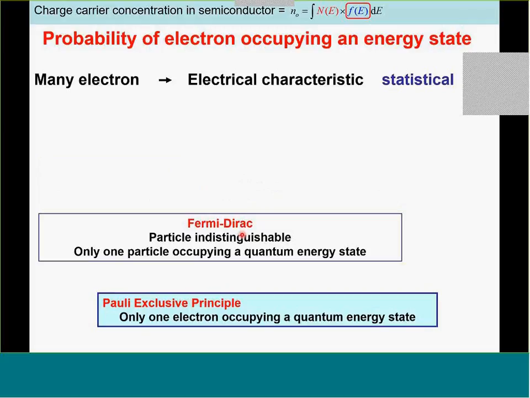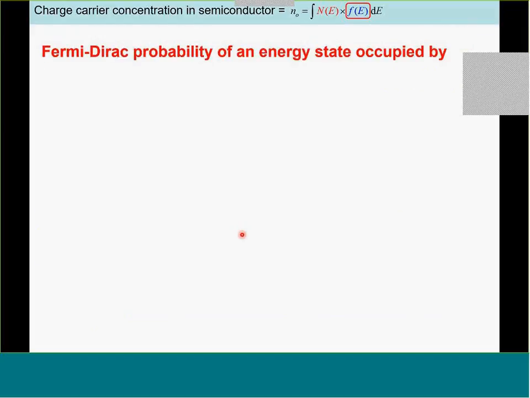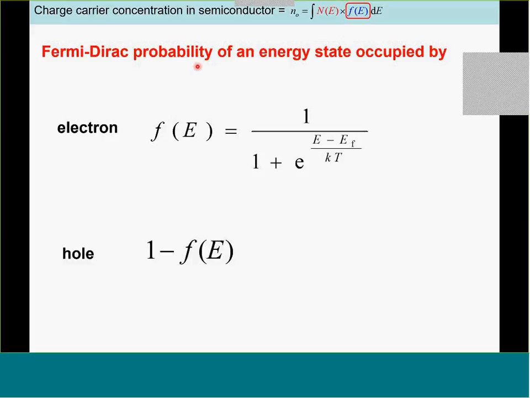So that's how we come up with our function f(E) being 1 over 1 plus exponential of E minus E Fermi divided by kT. This is the Fermi-Dirac probability. As for the hole, of course, we know probability is between 1 and 0, so the probability for a hole must be 1 minus the probability of finding an electron.